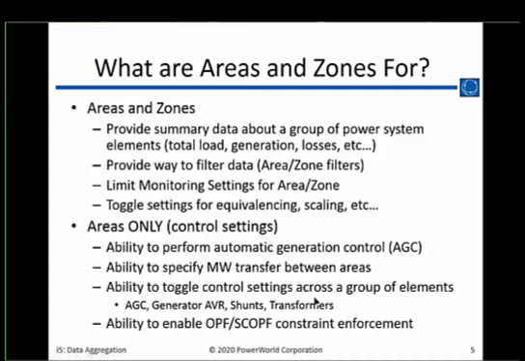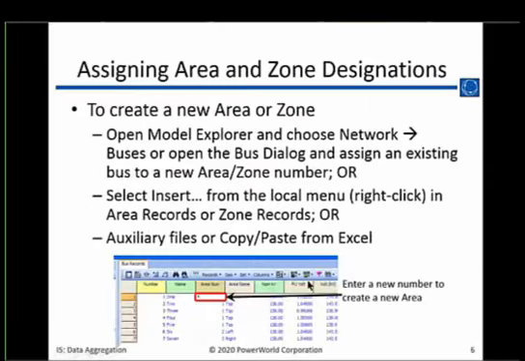And then we also have situations like, for example, generator AVR or transformer control, where you can turn entire classes of controls on and off at the area level. Generally, these all apply to super areas as well. So if a super area is on control, then it overrides the settings for the individual areas that belong to it. We'll see how that looks later with an example.